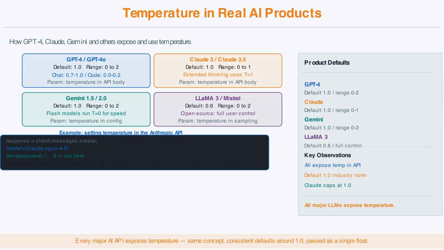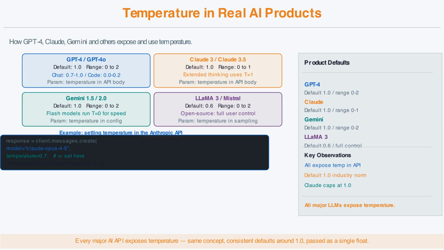Claude from Anthropic also defaults to 1.0. But the API caps the maximum at 1.0, unlike OpenAI, which goes to 2. Anthropic's extended thinking mode always uses temperature 1 internally. Gemini from Google defaults to 1.0 with a range up to 2. The faster Flash models often run at 0 for maximum speed and determinism. Llama 3 from Meta and Mistral default to 0.6. Giving open source users full control with no hidden constraints.